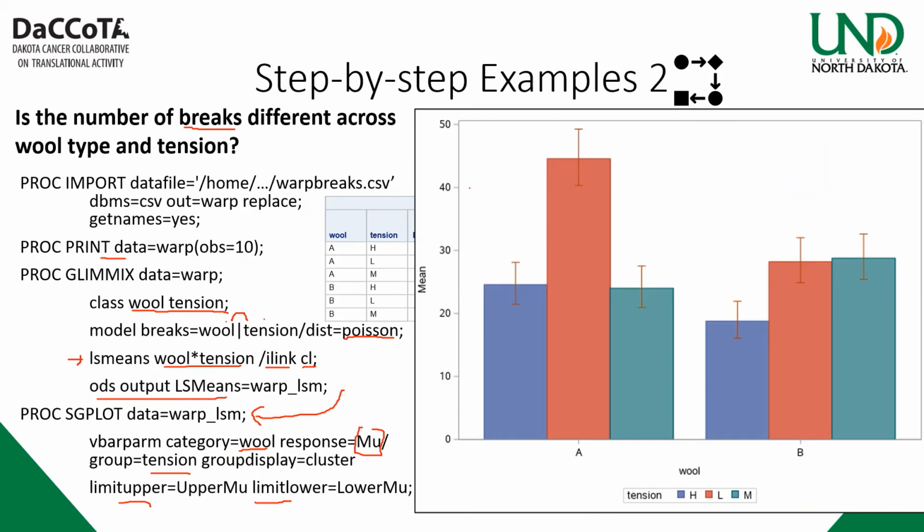And what we see from here is that for our type A wool, the tension with the most warp breaks is the low tension, while the high and medium tension, they're really not any different. Whereas in type B, both the low and the medium have higher breaks than the high tension. So the big picture I'd take from this is no matter what wool you're using, probably use high tension looms if you can get away with it.